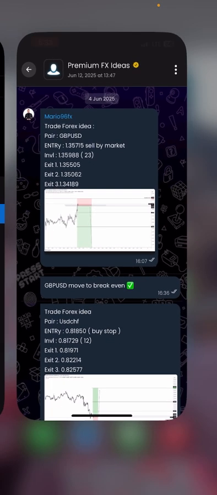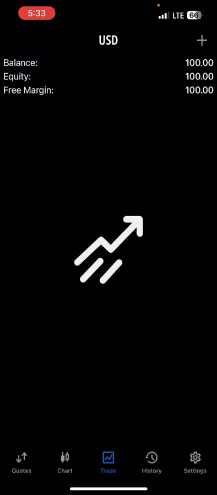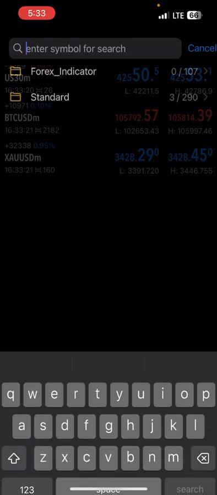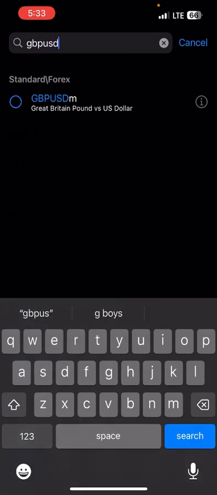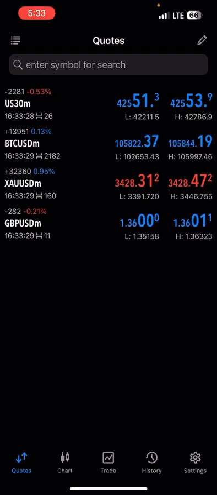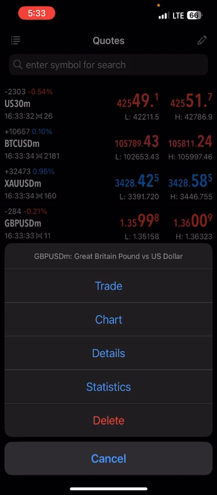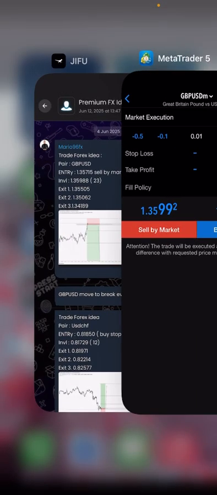Okay, so now the first thing to do is to go to the MT5 app. Let me go back. Go to the quotes page and search for GBP USD. Remember, it's not on our quotes page, so I click on it, I click cancel, and we're done. So we now have GBP USD here. I click on it and I hit trade. Remember, it's a market execution trade, and this is already set to market execution, so you're not touching anything there. All right, so let's go back to the GIFO app.